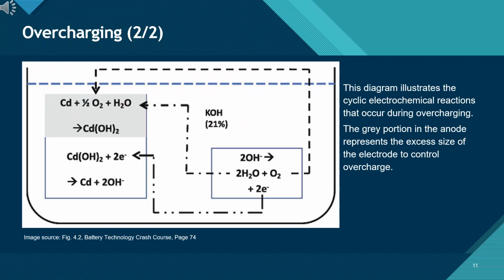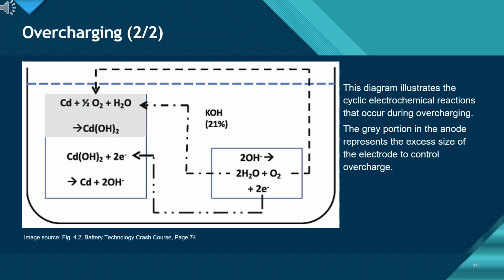On this slide, we see a diagram that illustrates what happens inside a NiCd battery during overcharging. When the battery is pushed beyond full charge, the cathode starts producing oxygen before the anode is fully charged. To control this, NiCd cells are designed with an oversized anode. The extra size allows the anode to continue reacting with oxygen to form cadmium hydroxide, which is then electrochemically converted back to cadmium. This creates a repeating cycle, shown in the diagram, where oxygen is continuously consumed.